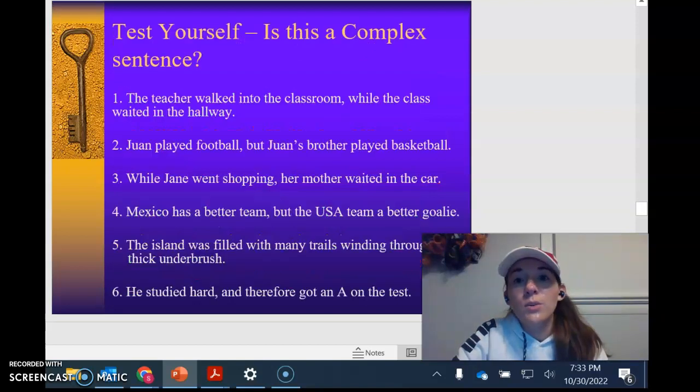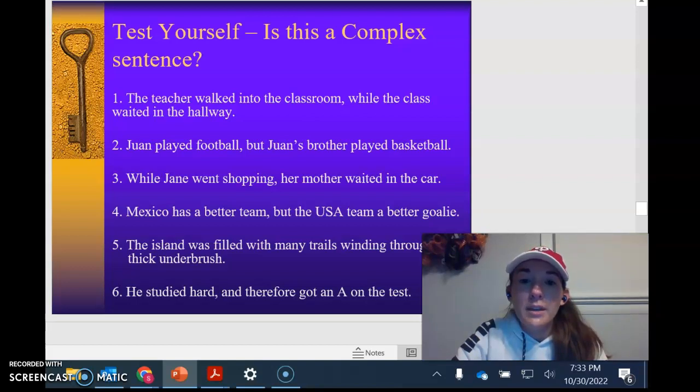So now you are going to test yourself. Is this a complex sentence? So it's going to be a 50-50 shot as far as our questions in Edpuzzle that I am asking you, is it a complex sentence or is it not a complex sentence? So number 1, the teacher walked into the classroom while the class waited in the hallway. Number 2, Juan played football, but Juan's brother played basketball.